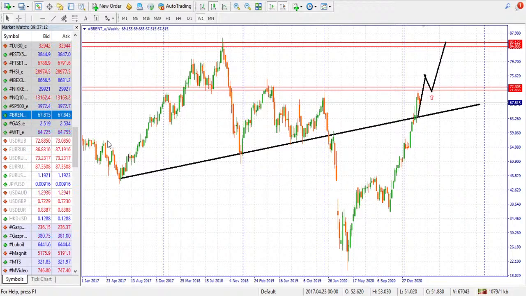So technically on this chart we are bullish, we are upwards. We do expect price to break above 72.305 so that we can continue up at least up to the next level, which we have 85.125.